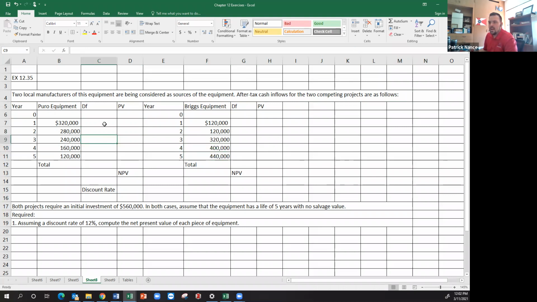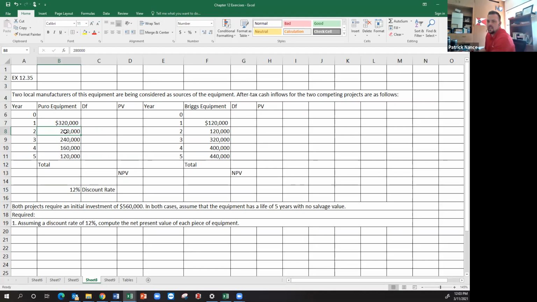But what it's asking us to do is, it says both projects require an initial investment of $560,000. Assume the equipment has a life of 5 years, no salvage value. And it says assume a discount rate of 12% and compute the net present value of each piece of equipment. So the net present value means that I want to know what the value of $320,000 is, discounted back at a rate of 12%, what the value of that is today.